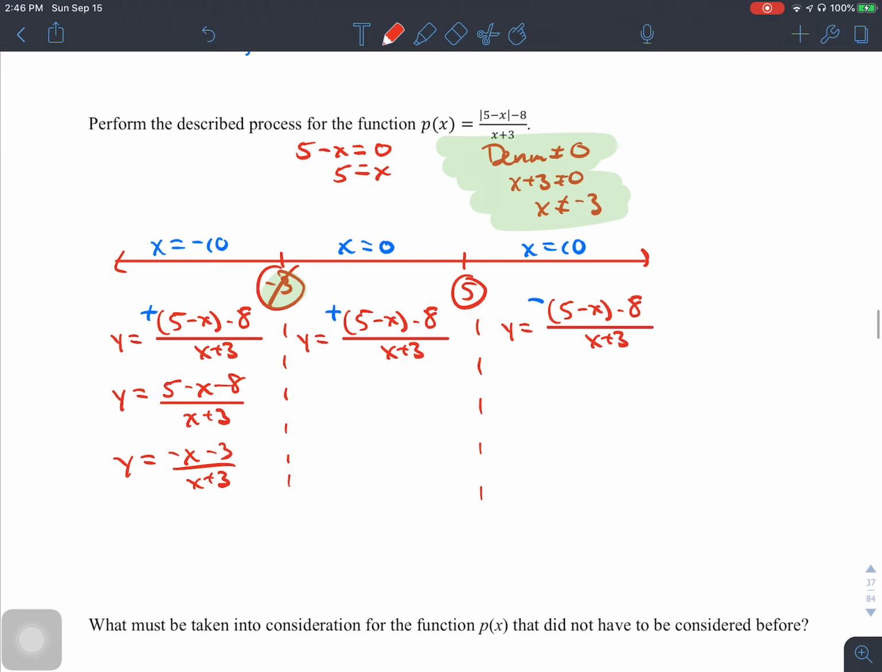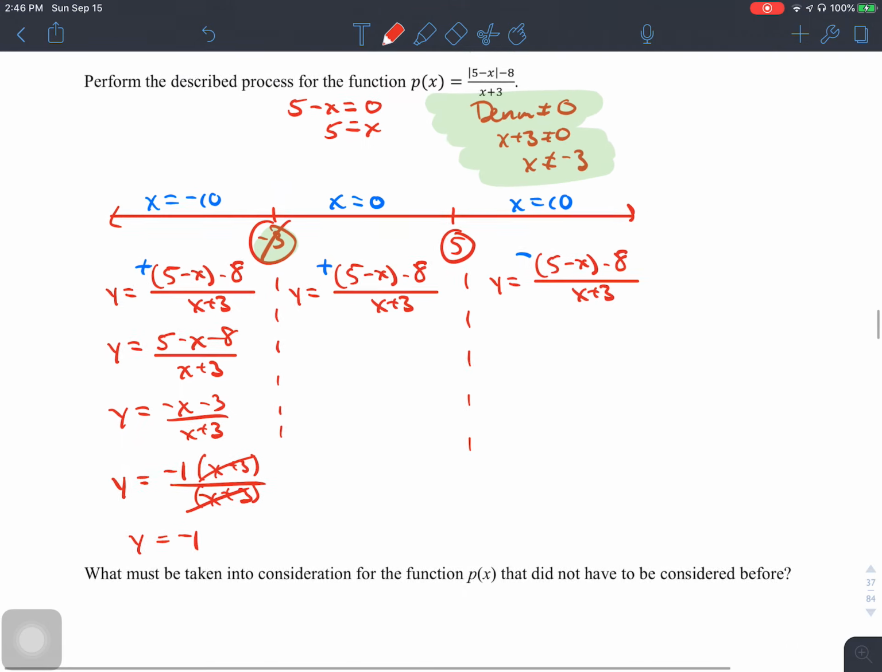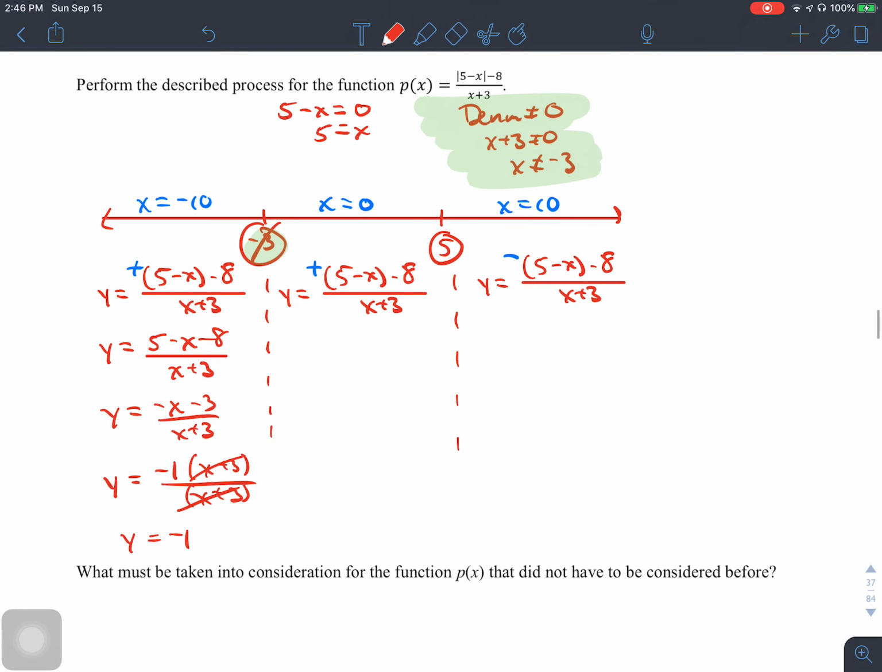Now, I don't know if you just noticed what's happening here on the left, but this simplifies to this, but you could factor a negative 1 out of this. If you did, guess what happens? The x plus 3's cancel because you're multiplying and dividing by an x plus 3. So this just becomes negative 1. That's pretty cool. Notice how this is identical to this. They're both plus. So that means this also simplifies to negative 1.